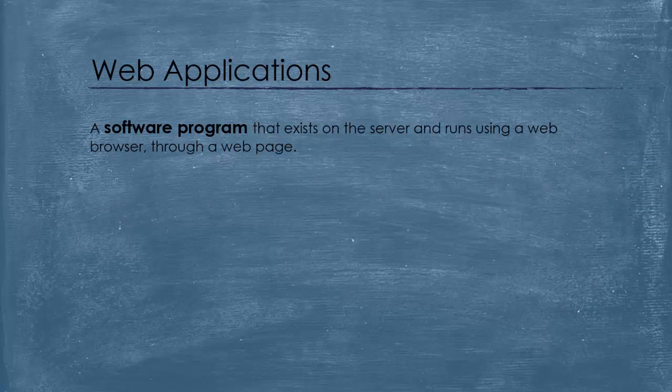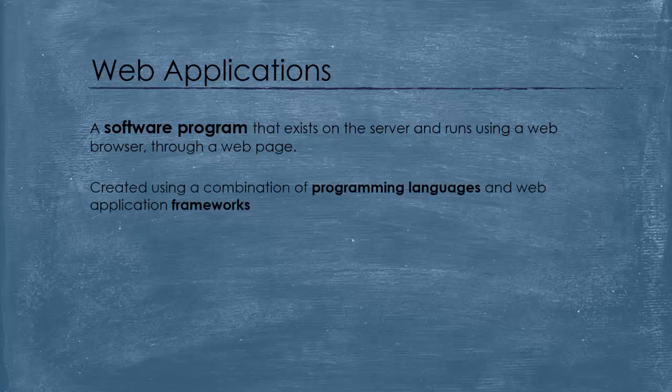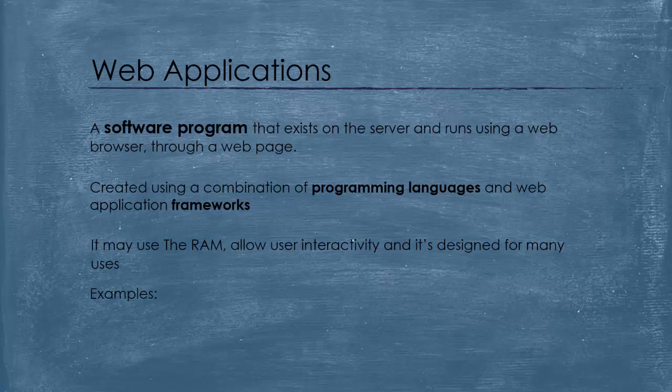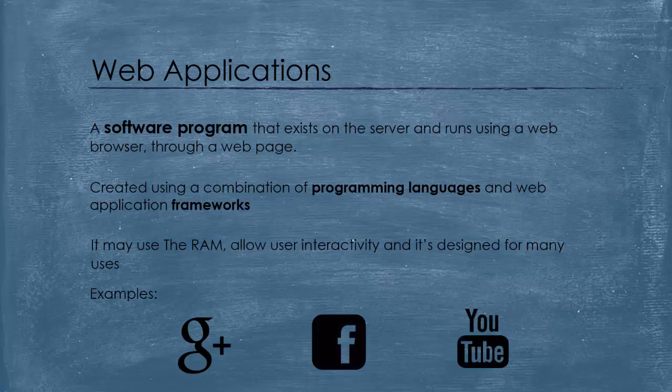Now, let's talk about web applications. A web application is a software program that exists on the server and runs using a web browser through a web page. The application is similar to a desktop application. It is created using a combination of programming languages and web application frameworks. It may use RAM and allow user interactivity, and it is designed for many uses. For example, Google Mail is an application, online auctions, Facebook, YouTube, online video editing, online spreadsheet, etc.